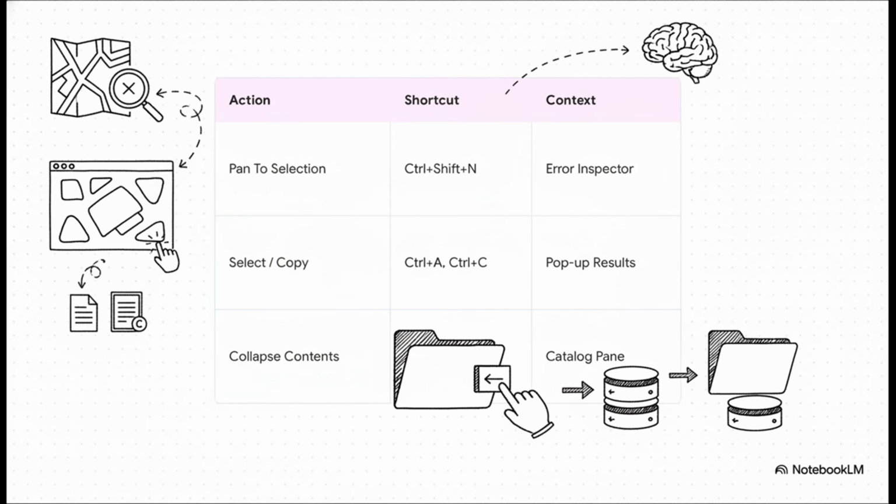Say you're validating topology in the Error Inspector pane. Hitting Ctrl+Shift+N instantly pans to your selected error. Bam! If you've identified features in a pop-up and need to grab them all, just hit Ctrl+A and then Ctrl+C in the pop-up results tree to copy them instantly. And when you're navigating those massive geodatabases in the catalog pane, just tap the left arrow key to collapse the contents of a selected folder or database.